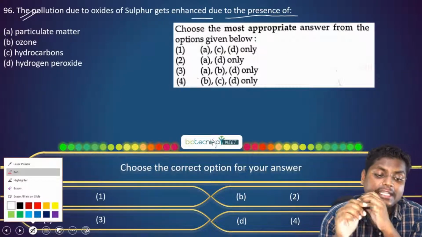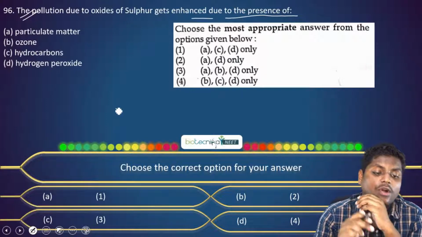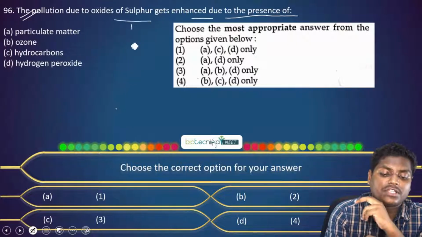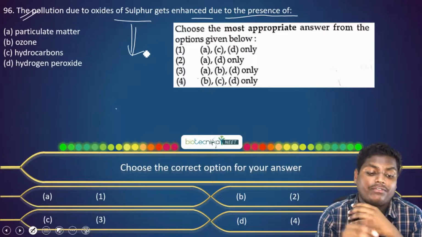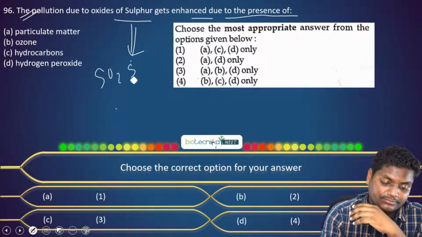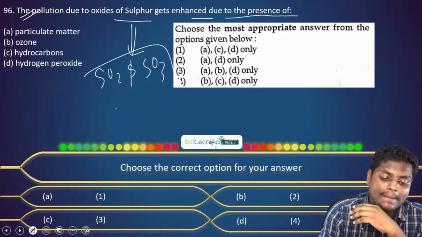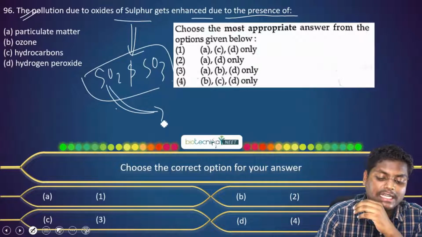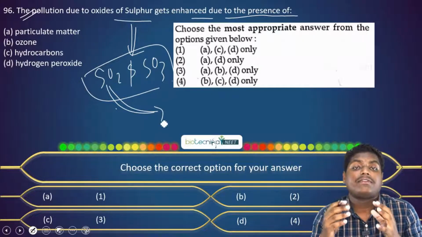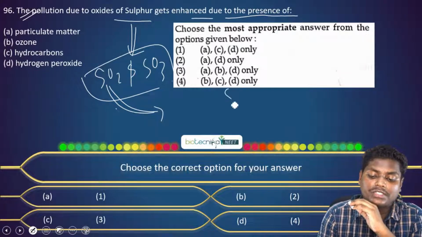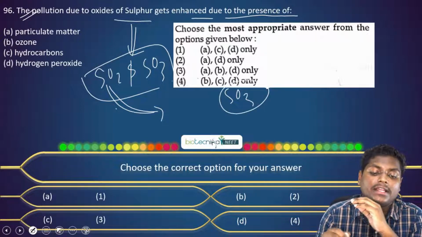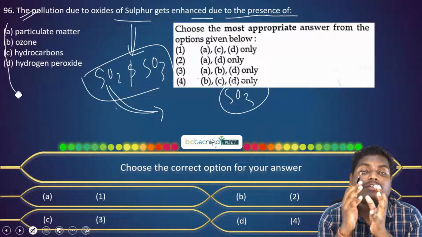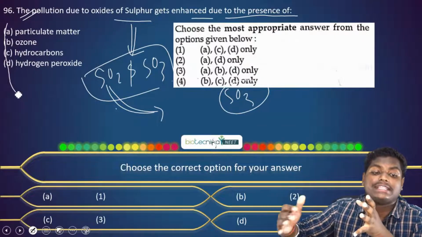It is saying that the pollution due to oxides of sulfur gets enhanced due to the presence of which things. What are the oxides of sulfur? They are sulfur dioxide and sulfur trioxide. In the presence of which components is the reaction converting SO2 to SO3 enhanced? This is what it is asking.